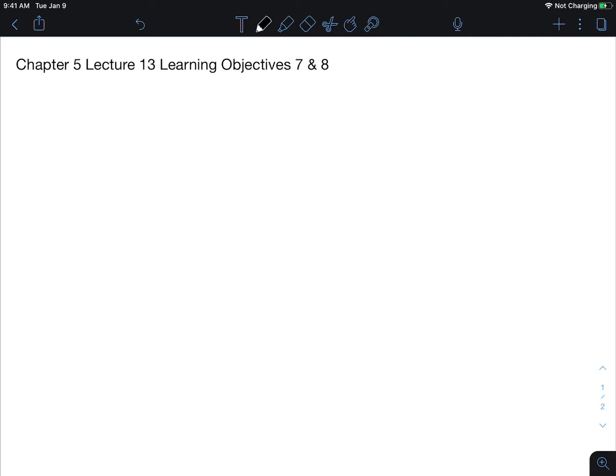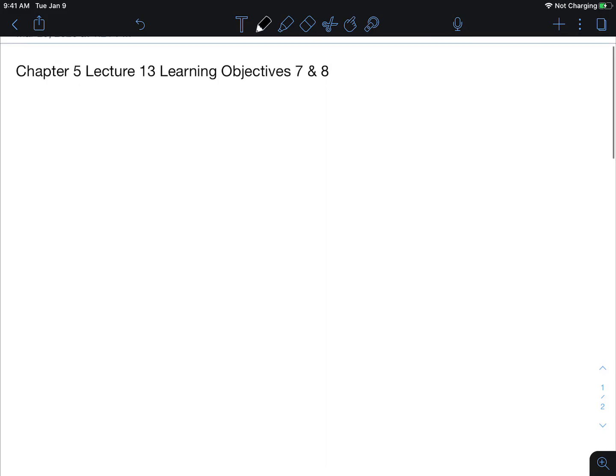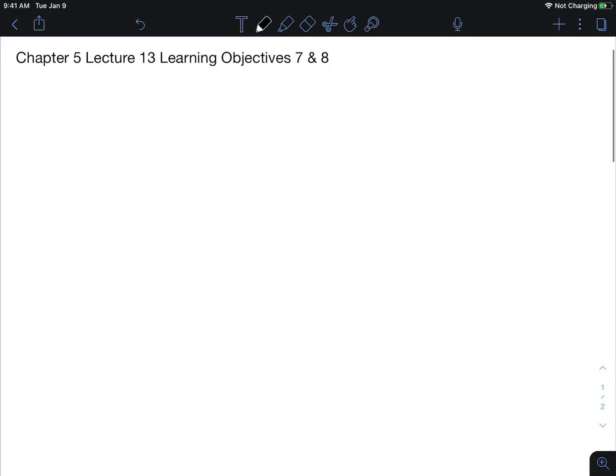Hello, hello. Today we are going to go over Chapter 5, Lecture 13. We're going to be looking at learning objectives 7 and 8. So we're going to be looking at enthalpy and amount. Enthalpy is an extrinsic property, so it's going to be based on the amount of substance you have.